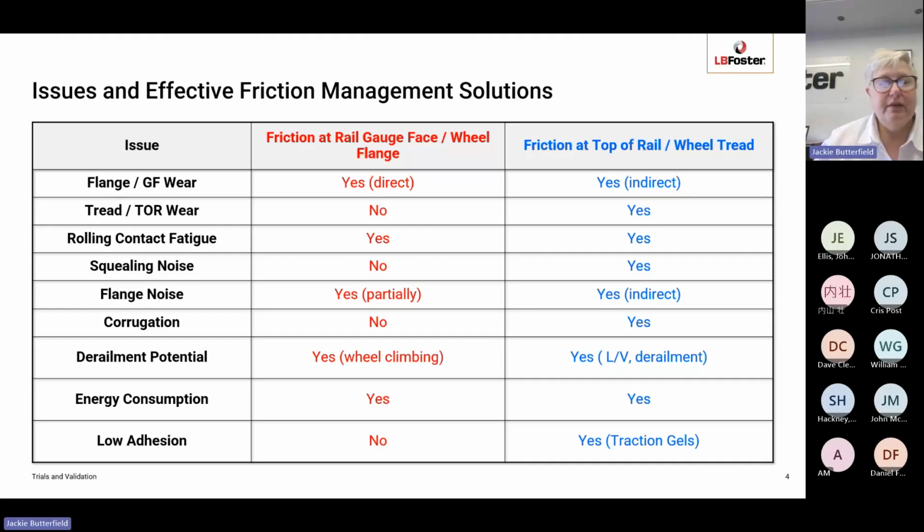So therefore, it'll have an indirect effect on flange and gauge face wear. So you can read down the list for yourself. And likewise with flanging noise as well. Top of rail friction modification will have an indirect benefit in reducing flanging noise.